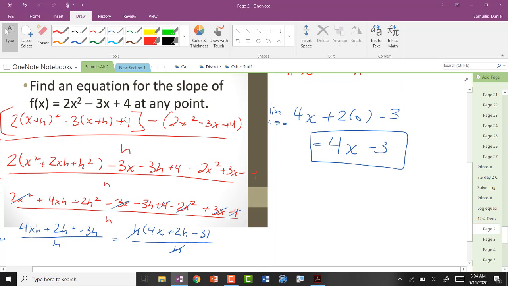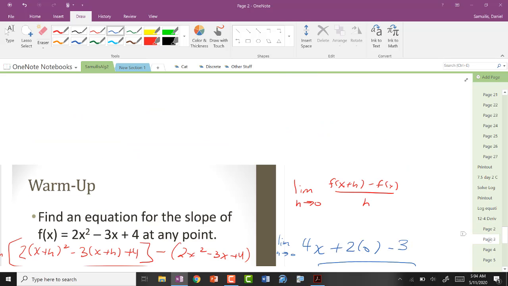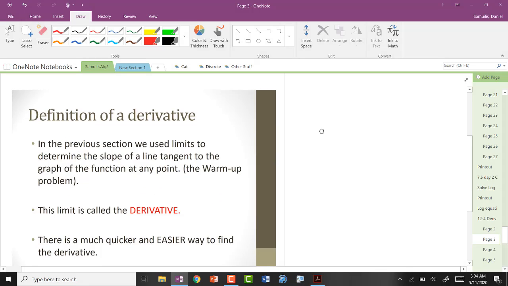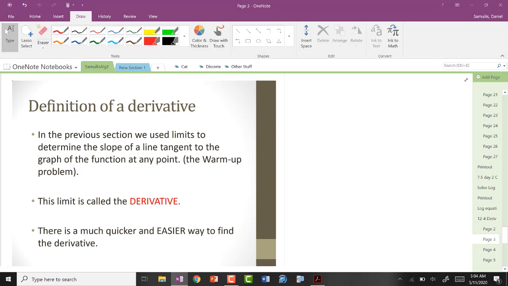Okay, so if I wanted to find the slope at 7, now I can plug in 7. I get 28 minus 3, so the slope at 7 would be 25. Okay, so that is a little bit of work there. So what we are finding is what's called the derivative. In the previous section, we used limits to determine the slope of a line tangent to the graph at any given point. That's the warm-up problem. This is called the derivative.